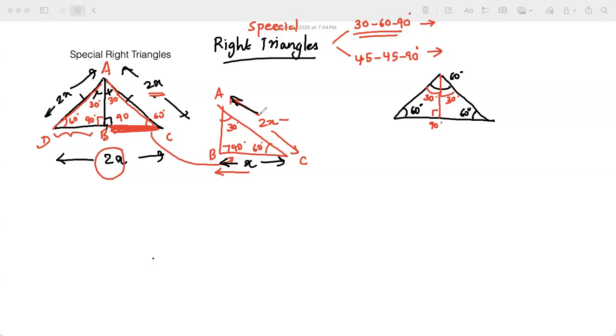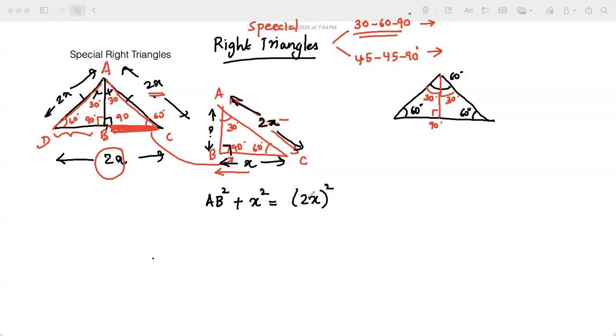What type of triangle is this? A right triangle. Can we apply the Pythagorean theorem to this one? I really don't know what AB is. My intention is to find this. That's all we are going to study about the 30, 60, 90 triangle. But how will I find out AB? Can I apply the Pythagorean theorem? So AB squared plus x squared will be equal to (2x) squared.